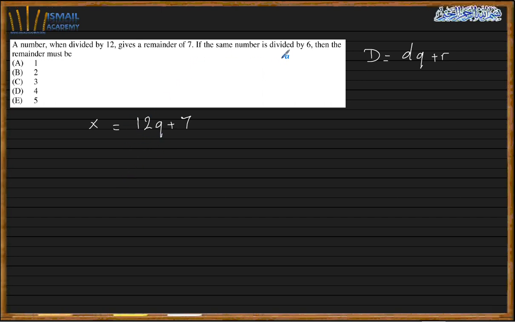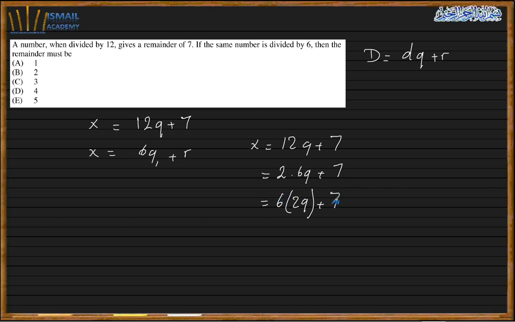So if the same number is divided by 6, then what is the remainder? If I divide that number by 6, I will have 6q1 plus r. So what is the remainder here? So I work out this statement. I have x equals 12q plus 7. What is 12? It is 2 times 6, yes? So this will be 6 times 2q. So now I create my divisor, which is 6.